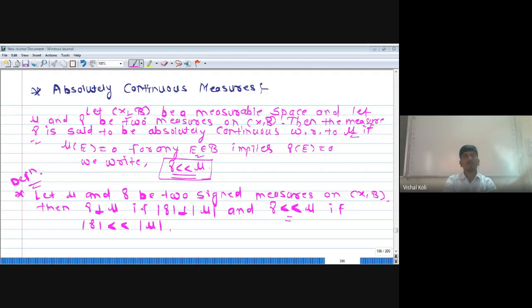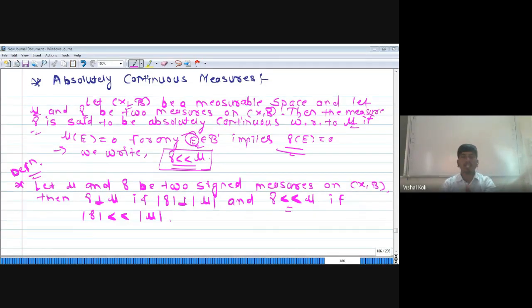Then we say that the corresponding measures gamma 1 and gamma 2 are mutually singular. Similarly, for absolutely continuous measures: if (S, curly B) is a measurable space, then two measures mu and gamma, where gamma is said to be absolutely continuous with respect to mu, if measure of E equal to 0 for any measurable set E implies that gamma of E is also 0. Then we say that gamma is absolutely continuous with respect to the measure mu. Okay, this is for the measures.